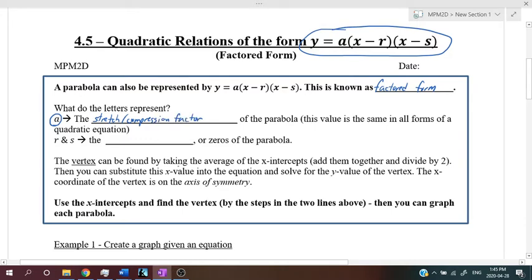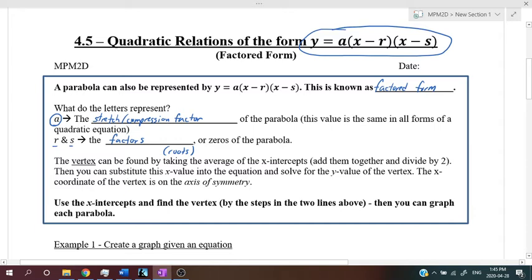There's no change here. Now r and s, those are new to us. r and s are the factors, also known as the zeros, and sometimes you might even see them called the roots. So they are the factors or the zeros of the parabola.